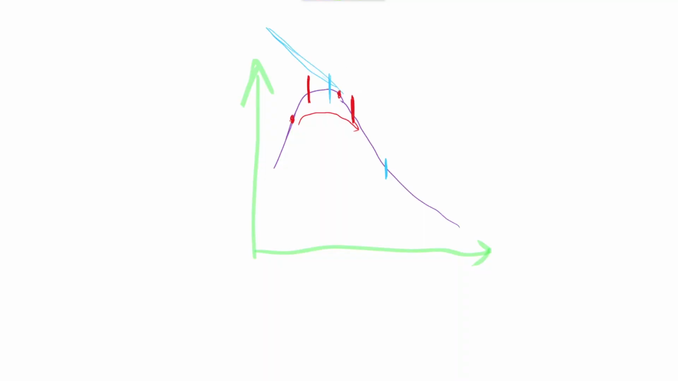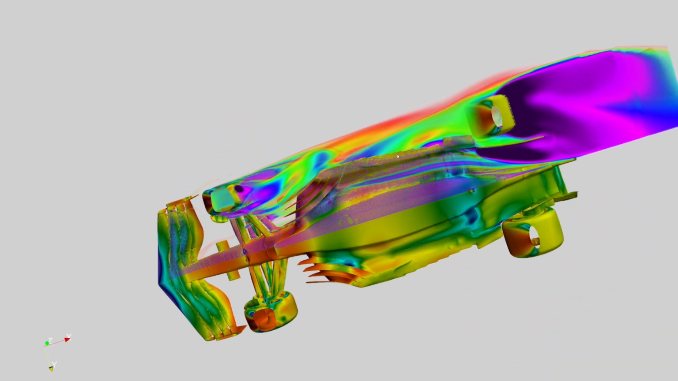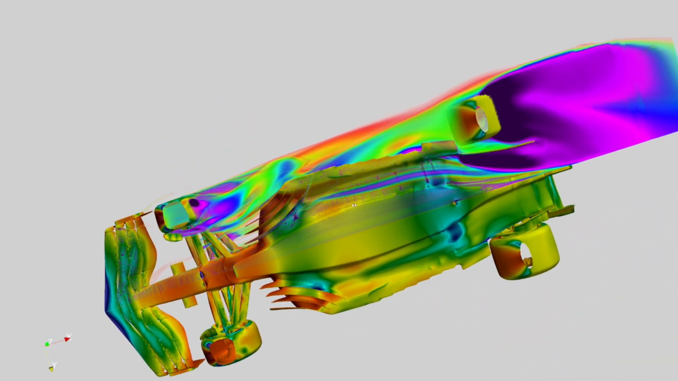Porpoising has been one of the hottest topics in car development in F1 this year. And in this two-part video series, we're going to talk about why porpoising exists and how the new rules for 2022 have resulted in porpoising occurring when it didn't previously.